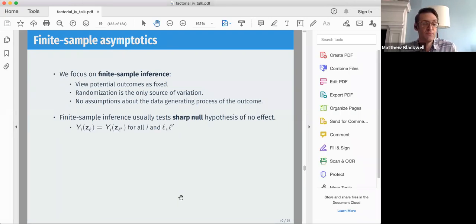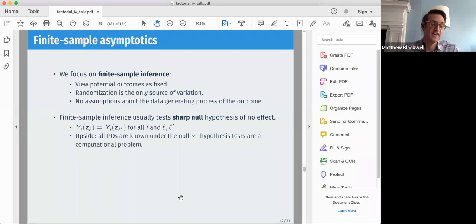Right, and that sharp null is pretty strong. It says that for any unit and for any two levels, their potential outcomes are exactly the same. So this just says that there are no effects of any of these treatments, any of these factors, on the outcome.